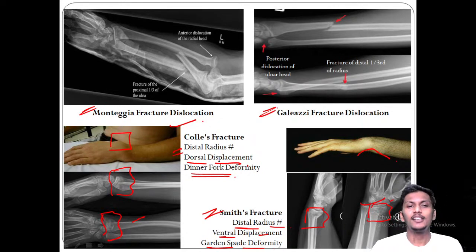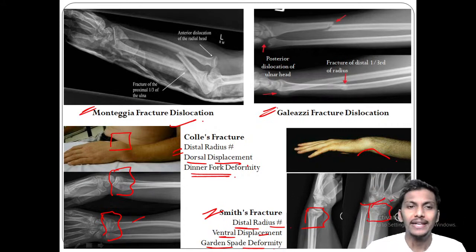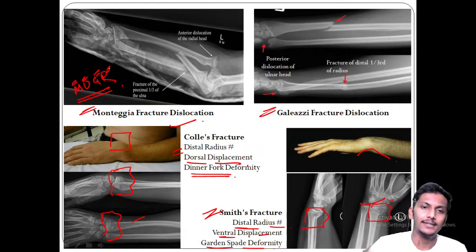Please remember, these are fracture dislocations seen in the forearm, and these are most important from your exam point of view. So how do we remember this? We remember it by this mnemonic known as Muger. That is, in Monteggia there is ulnar fracture and in Galeazzi there is radial fracture. Okay, this is how we usually remember.